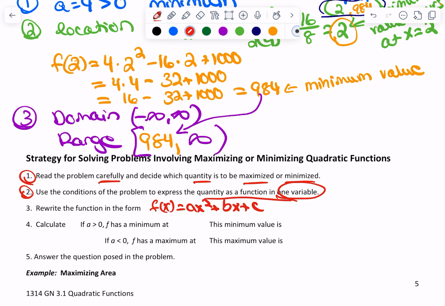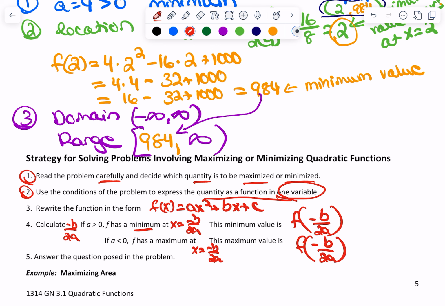Calculate negative b over 2a. If a is greater than 0, f has a minimum at x equals negative b over 2a. This minimum value is going to be f of negative b over 2a. If a is less than 0, f has a maximum at x equals negative b over 2a, and this maximum value is going to be f of negative b over 2a. And then answer the question posed in the problem.